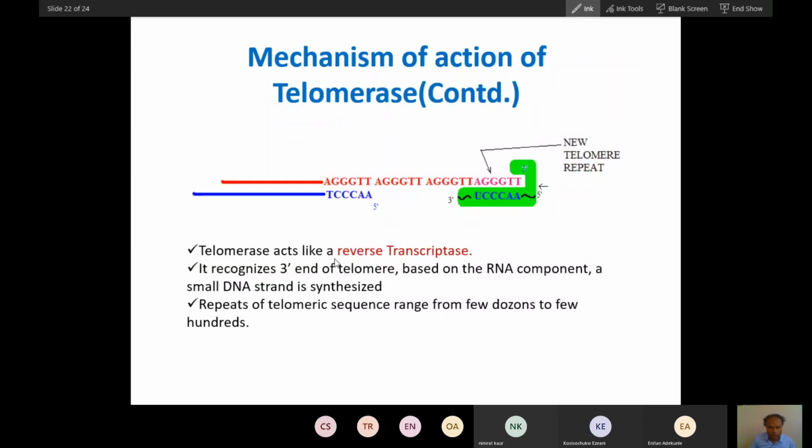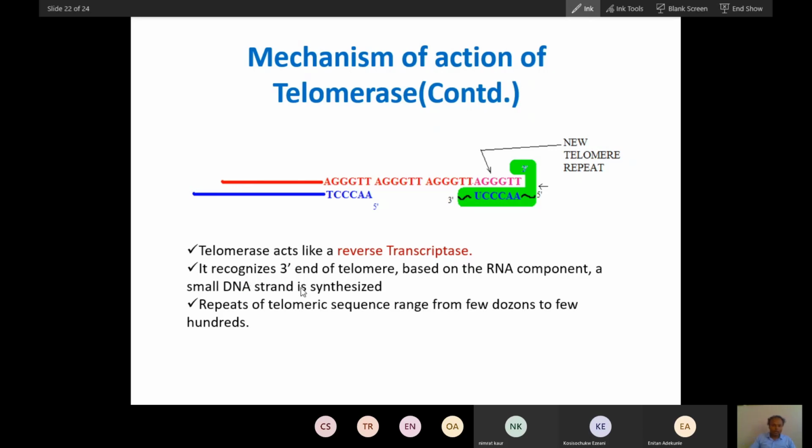So telomerase is reverse transcriptase. It is an RNA dependent DNA polymerase. Reverse transcriptase. Retrovirus has the same thing. So it utilizes RNA to synthesize DNA. Same thing, telomerase utilizes RNA to synthesize DNA. So this is telomerase. You can read this whole thing. So telomerase acts as reverse transcriptase, RNA dependent DNA polymerase.